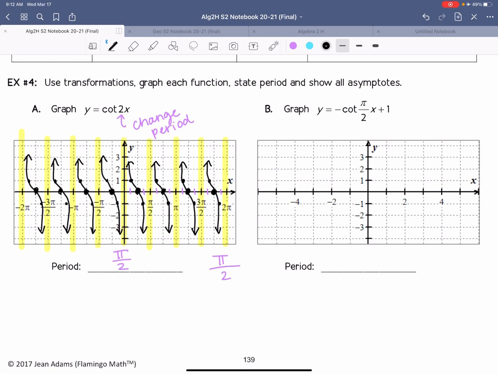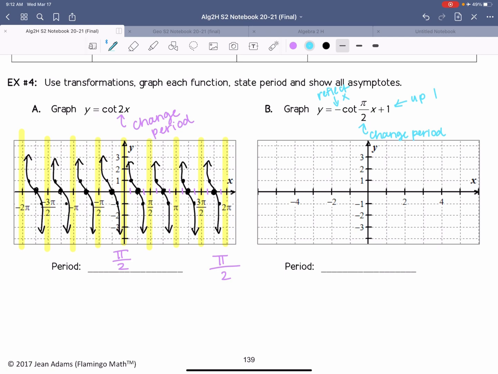All right, let's look at the next one. So I have a negative out front. So instead of this having a negative snake, now it's going to be a positive snake. So it's going to look more like a tangent. So that's our reflection across x. Okay, pi over 2 is being multiplied to x. That's going to change my period. And plus 1 is going to shift everything up 1. So I'm going to have like a new midline.